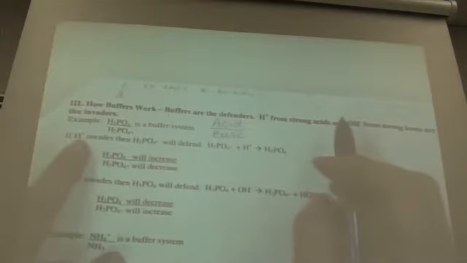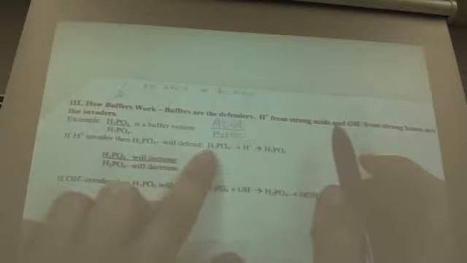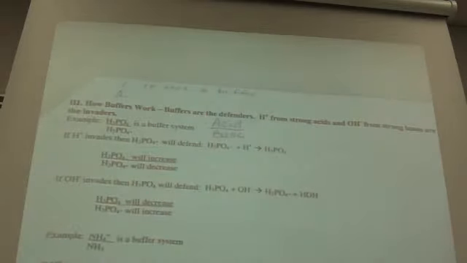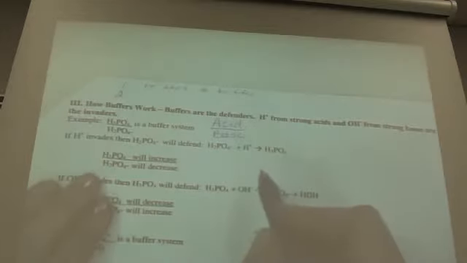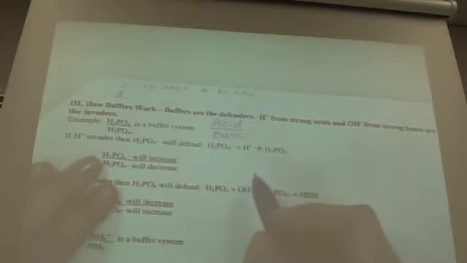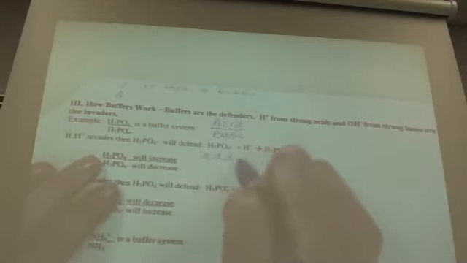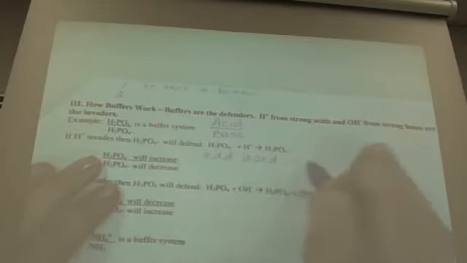It's a strong acid. The only thing that's going to change the pH is the hydrogen ion. And we want to see what happens. You're going to have to choose, is it the acid or the base that protects the solution from a change in pH? Well, here, I'm going to tell you what happens. If you add acid, base buffers.